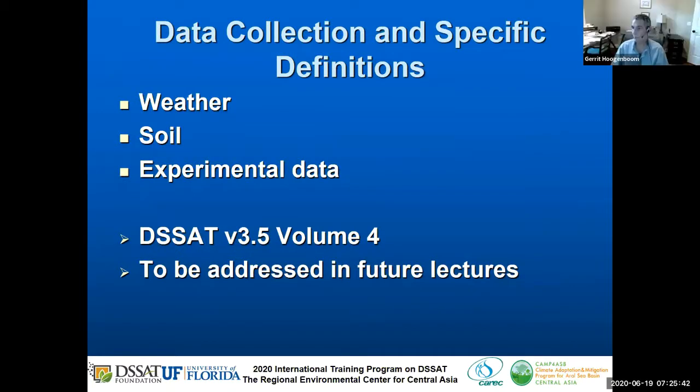So we will separate the minimum data into 3 different categories. We're going to be talking about weather a little bit, about soil, and then the experimental crop management data and the observations.